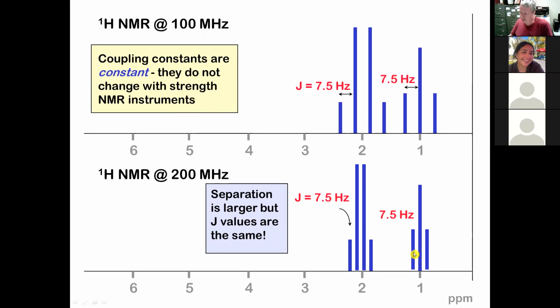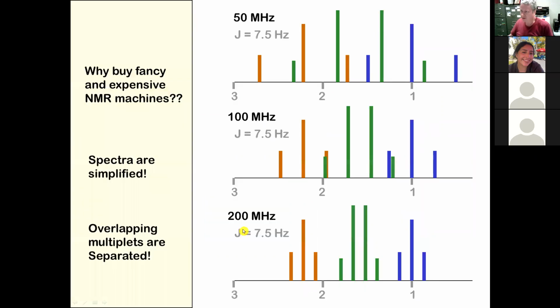So which is the better NMR machine here, the top or the bottom? Probably the bottom one. You get better resolution. That's what you get if you spend an extra $200,000. These are very expensive NMRs, right? At SF State, one of our NMRs is $500,000. Why do we pay for fancy and expensive NMR machines? Because you get better and more resolution.